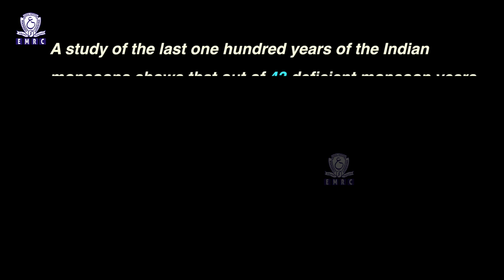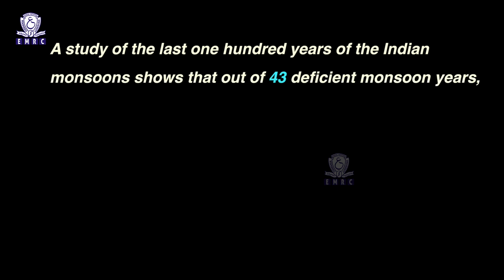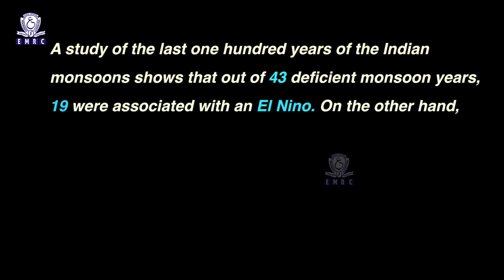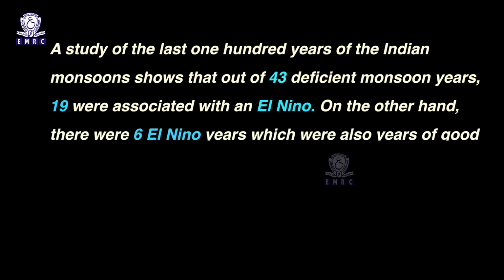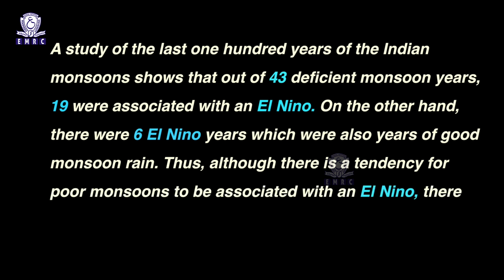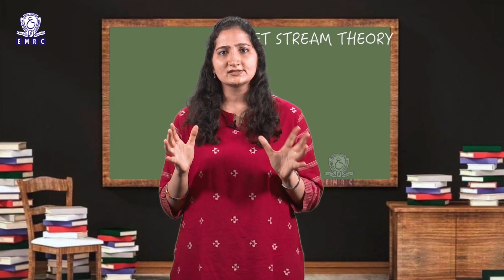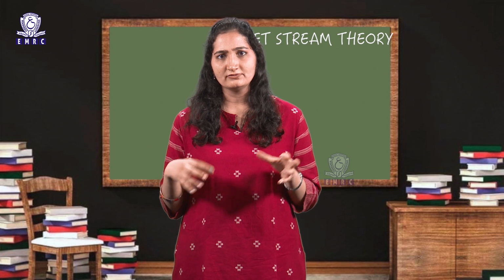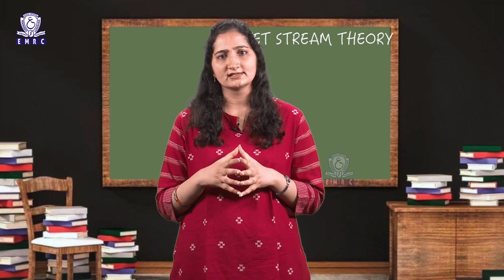A study of the last 100 years of the Indian monsoons shows that out of 43 deficit monsoon years, 19 were associated with the El Niño. On the other hand, there were 6 El Niño years which were also the years of good monsoon rain. Thus, although there is a tendency for poor monsoons to be associated with an El Niño, there is no one-to-one correspondence. We have covered these topics in detail in the other chapter with detailed focus on these anomalies.